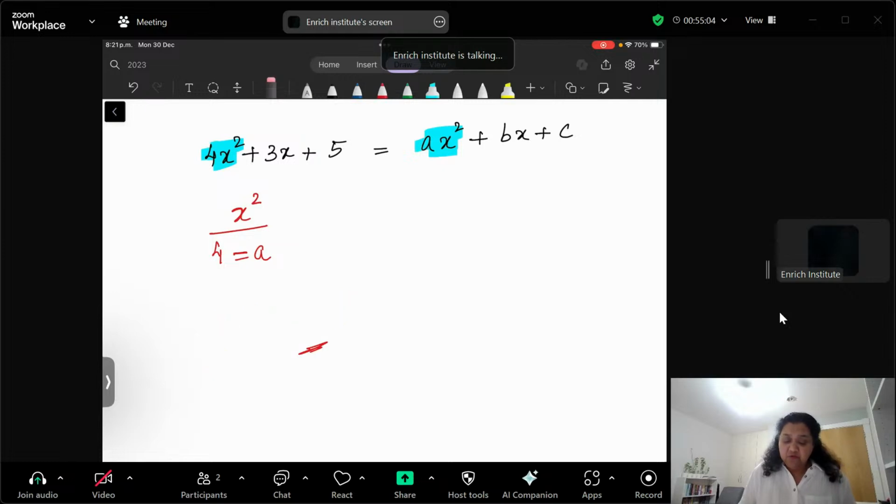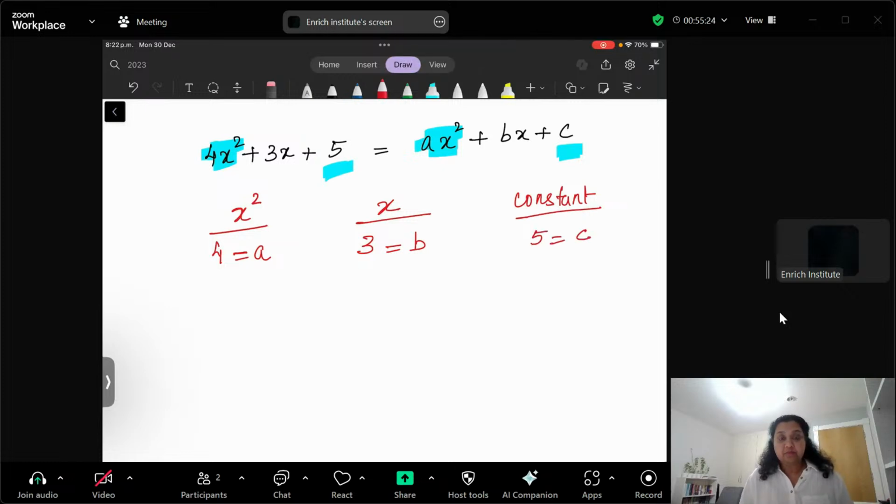Now, how will I write it for x? 3 is equal to b. Okay, and now what is remaining? This portion is remaining, and that is called the constant. So when it comes to the constant, you write 5 is equal to c. So this is the concept of identities. Whenever you have something on the left hand side and something on the right hand side, you can combine it. You can say that the left hand side is equal to the right hand side as per the power, like x square and x square.